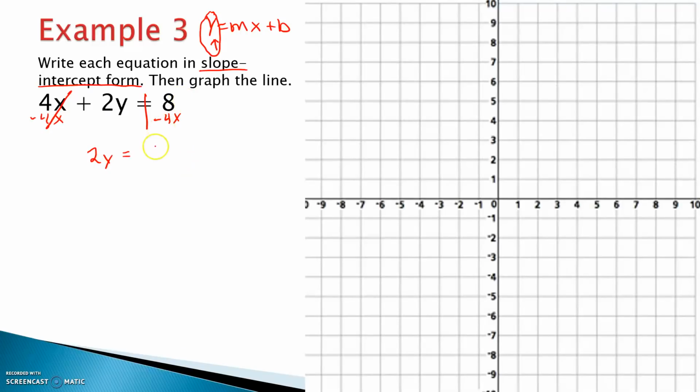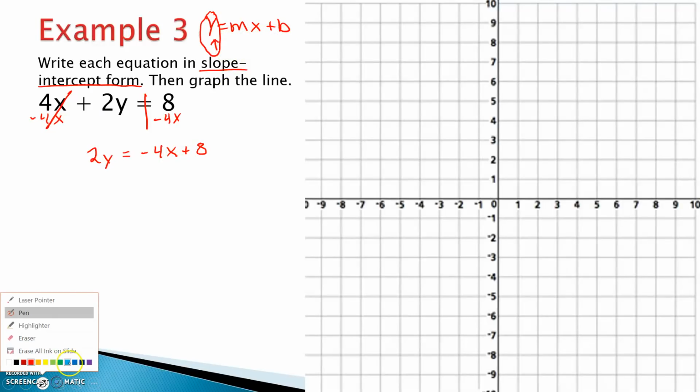But notice the way I'm going to write it. I'm going to write negative 4x. What kind of 8 was that? That was a positive 8, so I'm going to say plus 8. Notice how I'm almost getting that mx plus b. My only last issue is I have to get rid of that 2 out in front.